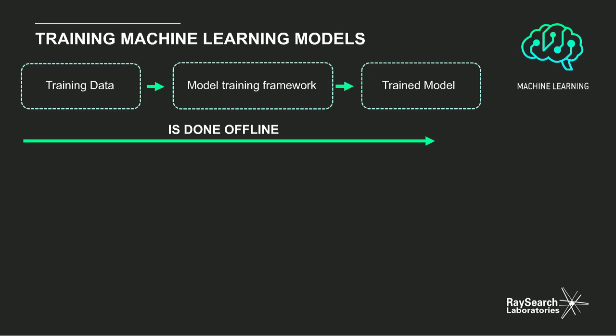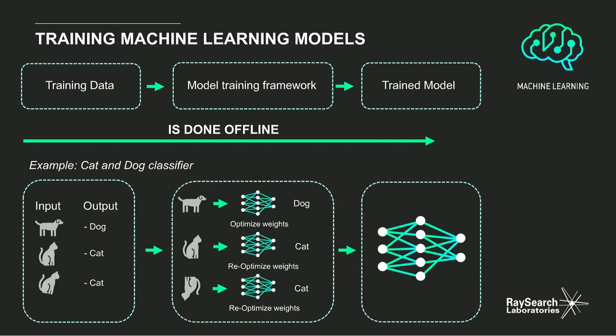I have two slides here. The first is about training and the second about prediction. When training a model, you have the training data, you have a framework for doing the training, and you have the output, which is the trained model. As an example here, we have a cat and dog classifier. For some reason, animals are often used in this example, so I do it as well. The training data is images of dogs and cats, and they are labeled with the correct label. So the dog image is labeled dog and the cat image is labeled cat.